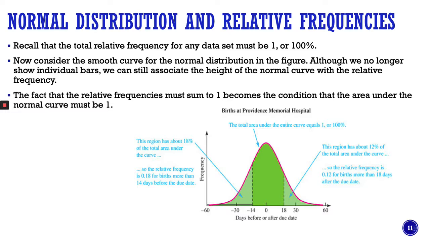Recall that the total relative frequency for any data set must equal 1 or 100%. Now consider the smooth curve for the normal distribution in the figure. Although we no longer show individual bars, we can still associate the height of the normal curve with the relative frequency. The fact that the relative frequencies must sum to 1 becomes the condition that the area under the normal curve must be 1. So, the area under the curve must be 1. So whenever you see that, it's going to be 1 because that's what it has to be.